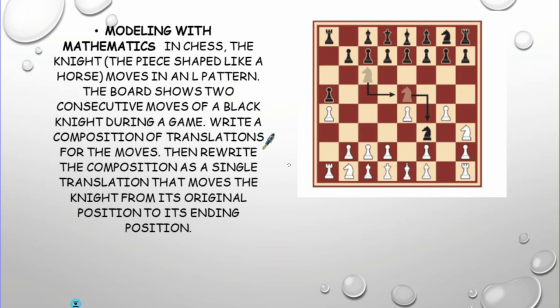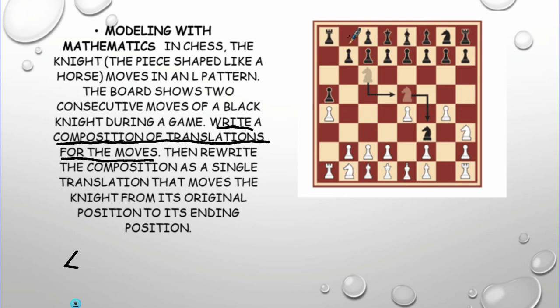Woo, they want us to do a lot, but we're going to go ahead and break this down. It says write a composition of translations. So we're going to write a list of translations to get the moves. That's the first thing we need to do of this knight. So here is this knight. It originally was up here. So if we talk about the original one, let's go ahead and write that in vector form.